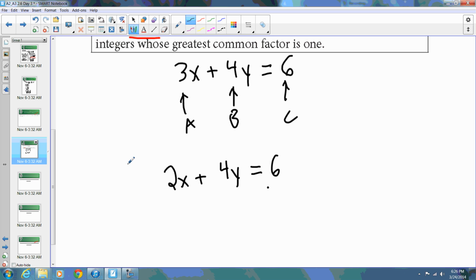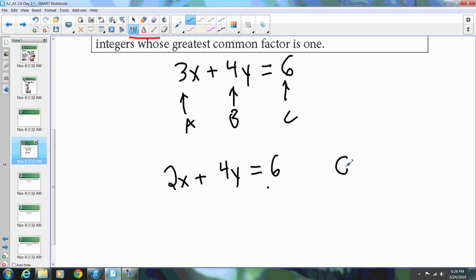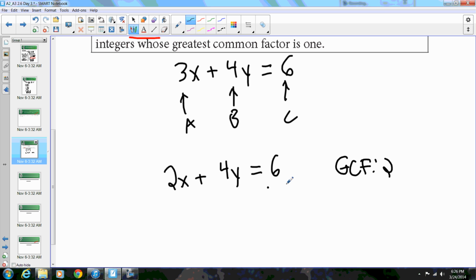So what can I do to change this into standard form? I divide all three of these terms, the x term, the y term, and the constant term, by that greatest common factor. This GCF is 2, the greatest common factor between 2, 4, and 6. How do we get the greatest common factor? We list all the factor pairs. The greatest one that is in all three of the lists is the greatest common factor. I think it's probably pretty easy to see. Everyone's had a lot of practice with this.